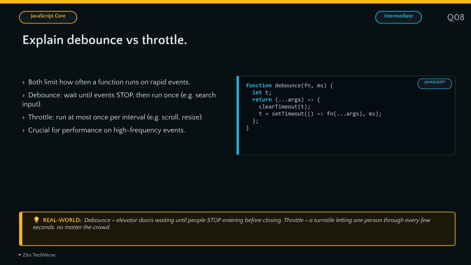Perfect for a search box, so you only query after the user stops typing. Throttle guarantees the function runs at most once per interval, regardless of how many events fire, ideal for scroll or resize handlers. Both are essential for performance. The analogy: Debounce is an elevator door, waiting until people stop entering before it closes. Throttle is a turnstile letting one person through every few seconds, no matter how big the crowd.